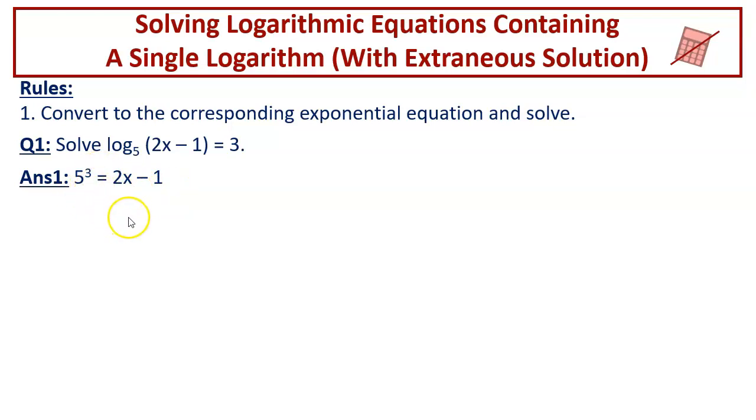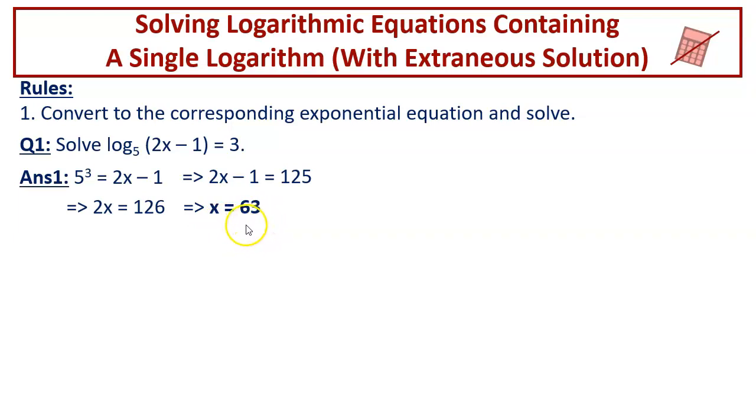So 5 raised to the power of 3 is 125. So 2x minus 1 equal to 125, and if we add 1 to both the sides, we get 2x equal to 126. On dividing both the sides by 2, we get the x value as 63. Okay. So we have solved our very first logarithmic equation, which contained a single logarithm, and we have found the value of x to be equal to 63.